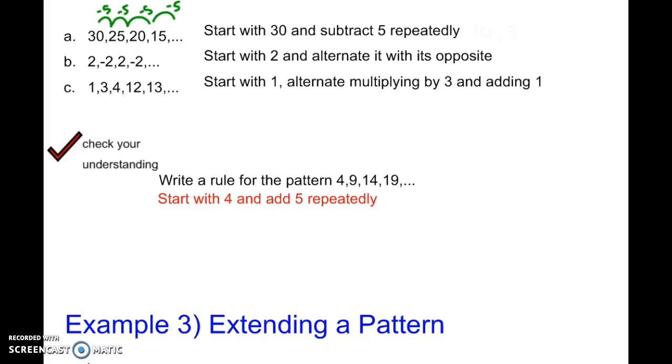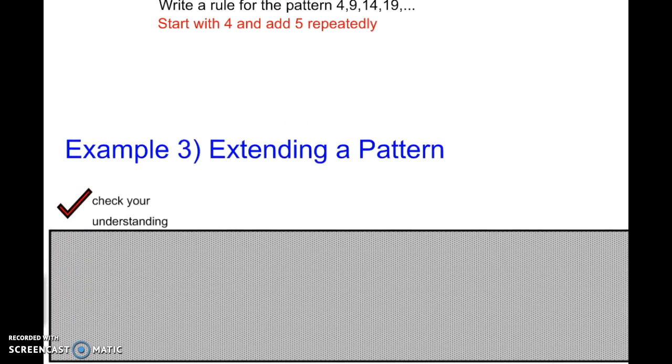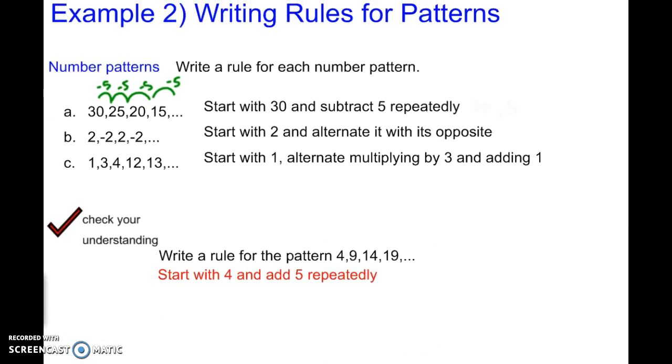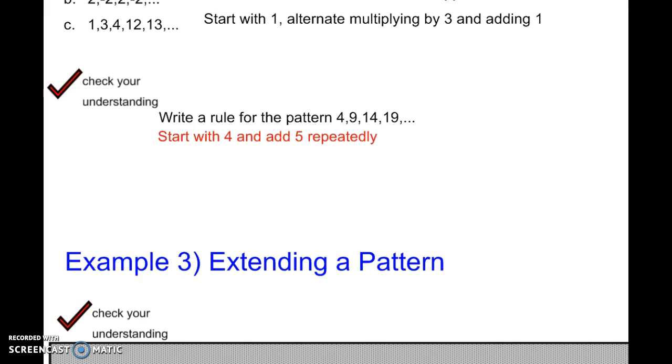Our final problem of this video will be example 3, extending a pattern. Instead of doing a whole new example, let's go back to one we've already done. Up here on example 2, problem A, we decided it went down by 5 every single time. So instead of just writing the rule, we're going to decide what the next two numbers are. So if this went from 30 down 5 to 25, down 5 to 20, down 5 to 15, we're going to go down 5 to 10 and down 5 to 5. Please try it on your own.